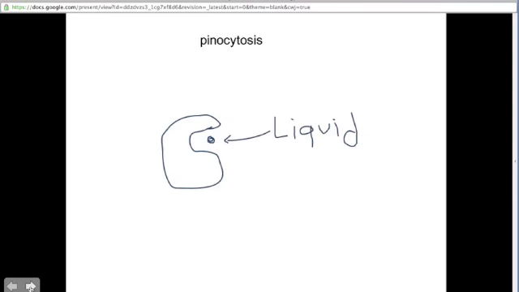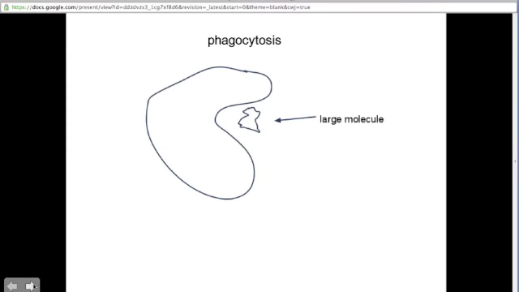Pinocytosis in particular is a kind of endocytosis, but it breaks down liquid. And in phagocytosis, it breaks down bigger molecules like cells. It literally means cell eating. Phagocytosis in our body plays a big role in our immune system.